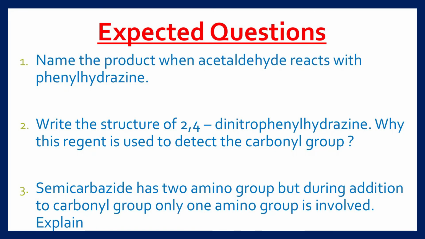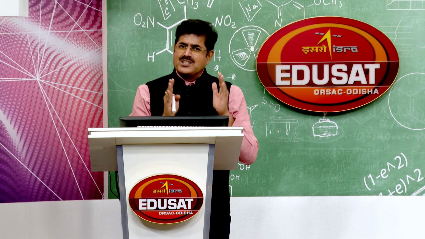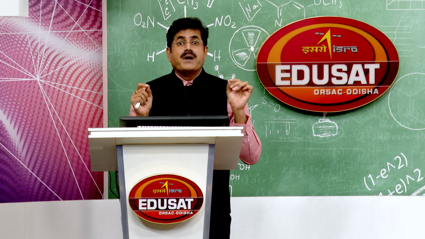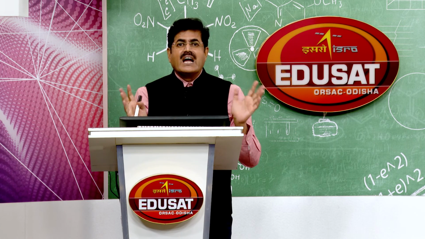Next, again some expected questions, displayed on the TV screen. Let us have a look. Name the product when acetaldehyde reacts with phenylhydrazine. You know that, we have already discussed this. Second question: write the structure of 2,4-dinitrophenylhydrazine and why this reagent is used to detect the carbonyl group. I have already told you a few minutes back what the structure is, and why it is used. It is used to detect the presence of aldehyde and ketone groups in compounds.